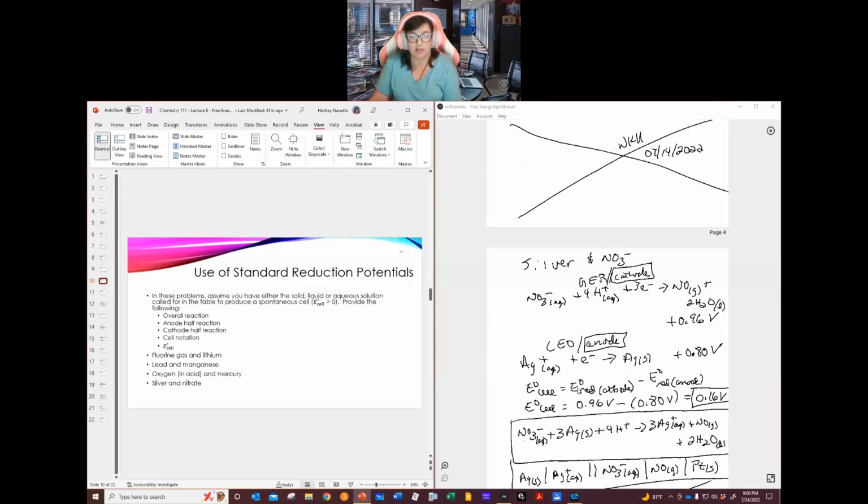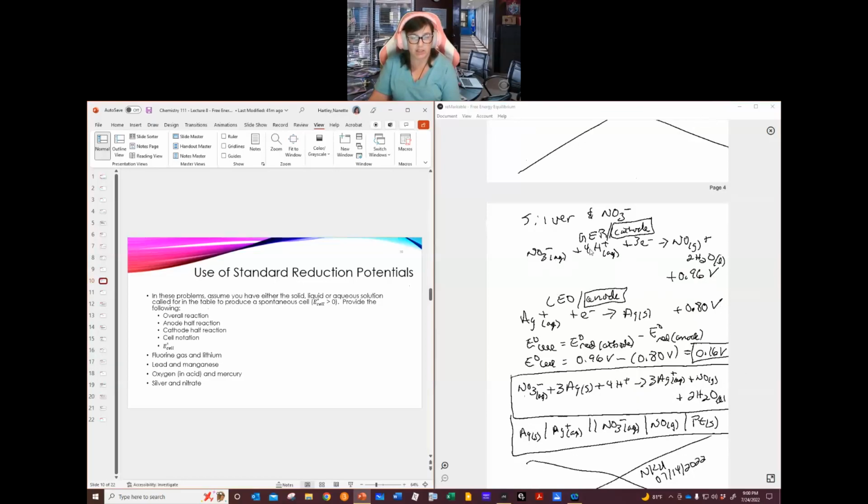My E naught cell is going to be the E naught for the reduction, which is at my cathode, so this guy right here, my 0.96, and I subtract the E naught reduction for the anode. I subtract the 0.80. That leaves me with 0.16 volts overall for the E naught cell. I have NO3- plus 4H+ plus Ag solid going to, and it's 3 Ag solid because I need 3 electrons, goes to 3 Ag+ plus NO plus 2 H2O. That's my overall reaction. Okay.